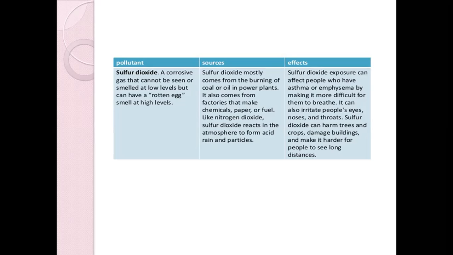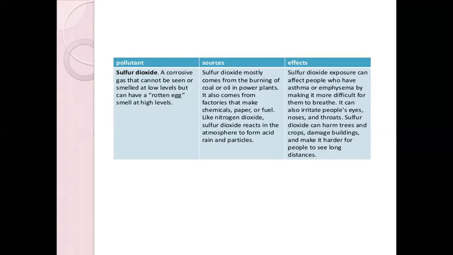Okay, so whenever there is any damage in the alveoli or the air sac, people will have respiratory problems like breathing difficulty. Apart from that, it causes irritation of the eye, the nose, and the throat. It can also cause damage to trees, buildings, and crops, especially when it forms acid rain, which damages plants as well as buildings.